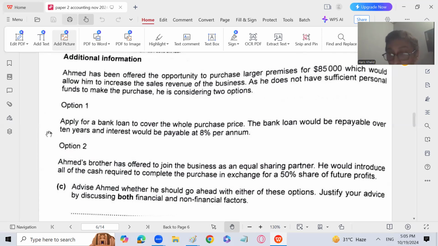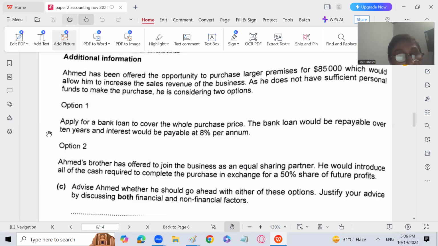So he has gone for two options. Apply for a bank loan to cover the whole purchase price. The bank loan would be repayable over 10 years and interest would be paid at 8% per annum. So if he is going to take the bank loan, that is a non-current liability. The non-current liability will increase and he has to pay interest on it per annum, that is 6,800.